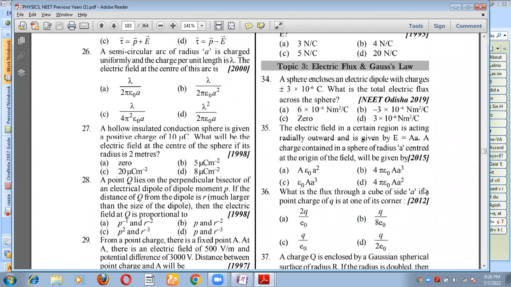Just go through question number 34. All of you go through question number 34. Electric flux and Gauss law question. It has been asked in the 2019 NEET Odisha question.